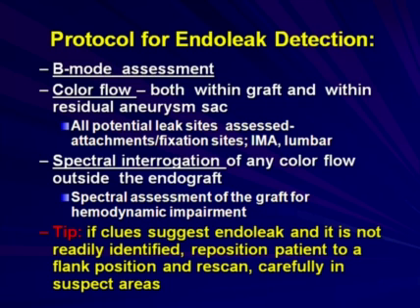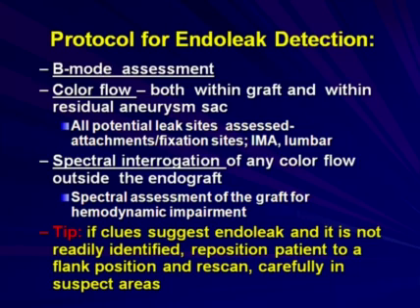The protocol for looking for endoleak is to use B mode. There are a lot of clues with B mode that can tell you where to look for endoleak. We're of course going to use color flow within the graft and within the residual aneurysm sac, looking at all potential leak sites. So any attachment or fixation site, or modular connection sites, where the IMA would normally come in, and looking for lumbars. And then that has to be confirmed with spectral Doppler, because there can be some very convincing looking color flow that isn't truly a leak, and you have to confirm that with spectral Doppler.